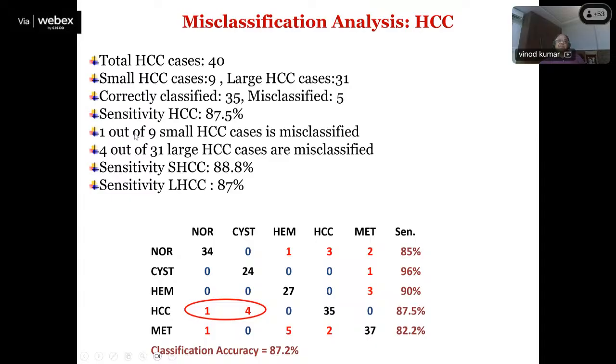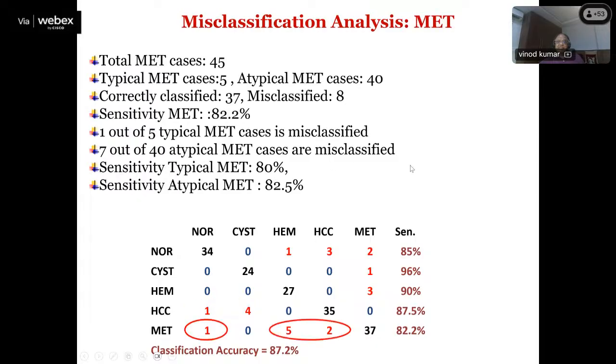So this is roughly 10% misclassified. Here also it is 8 or 10%. So we get this information. Similarly, in the case of metastasis, we get 1 out of 5 typical, 7 out of 40 are typical. Metastasis is definitely difficult, even with the naked eye. Doctors also said we also make mistakes here. So this was the overall learning from this particular study, on how this can be improved.